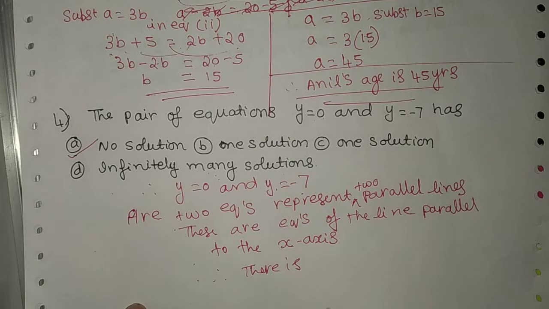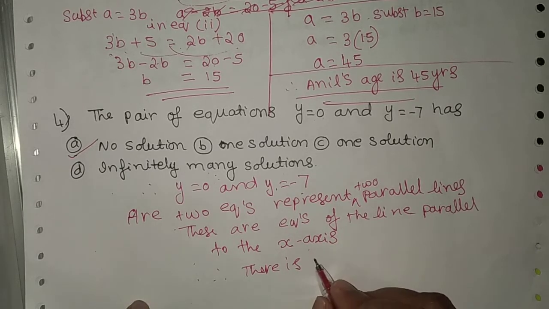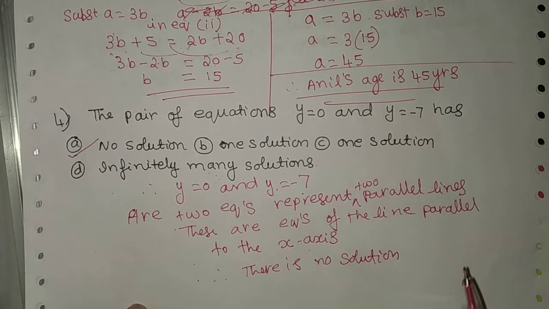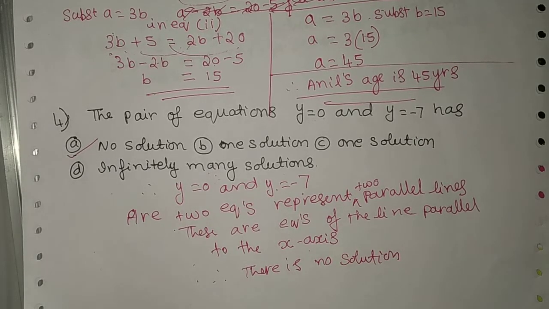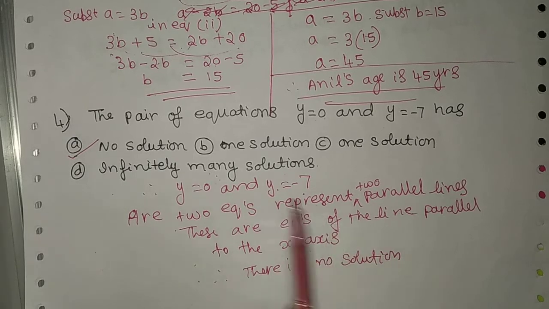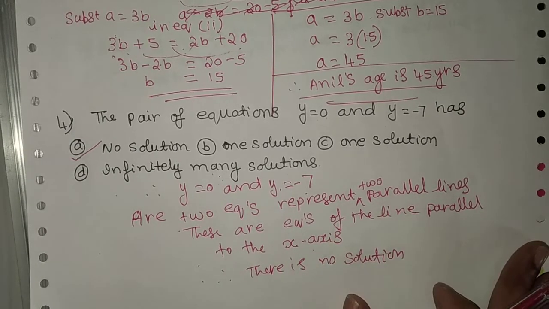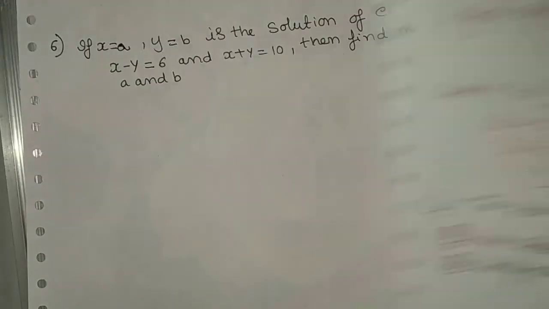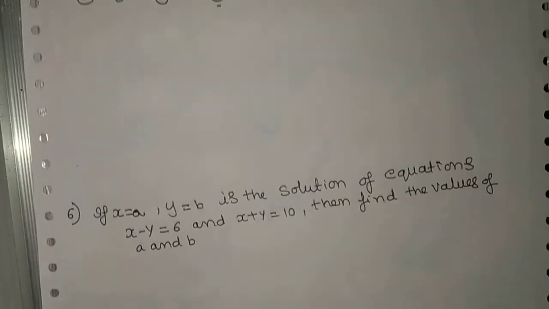So these two lines are parallel to the x-axis. There is no solution. So option A is the correct answer. Just I am writing why there is no solution: the condition is these two form parallel lines to the x-axis. Therefore there is no solution. So option A is the correct answer. Now we move on to the next question, that is the fifth one.